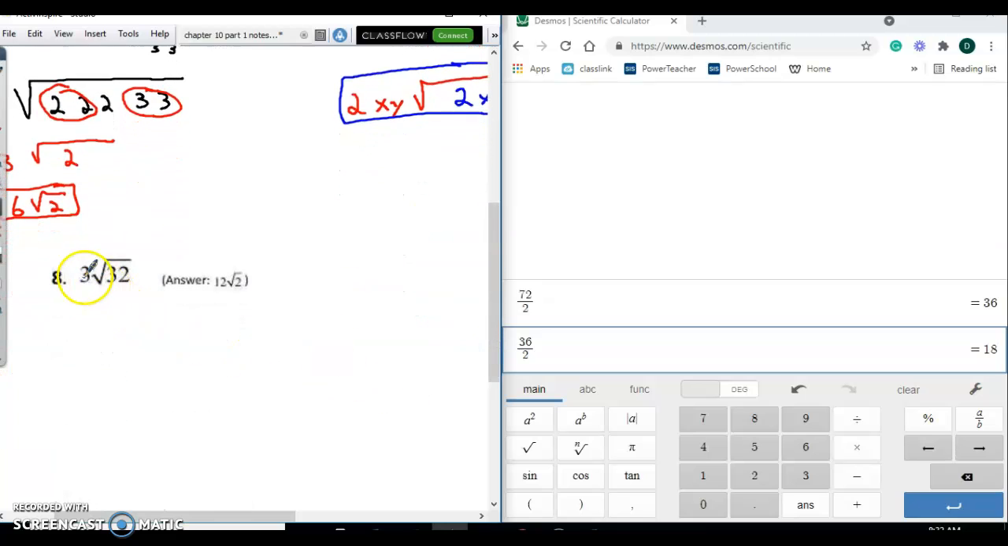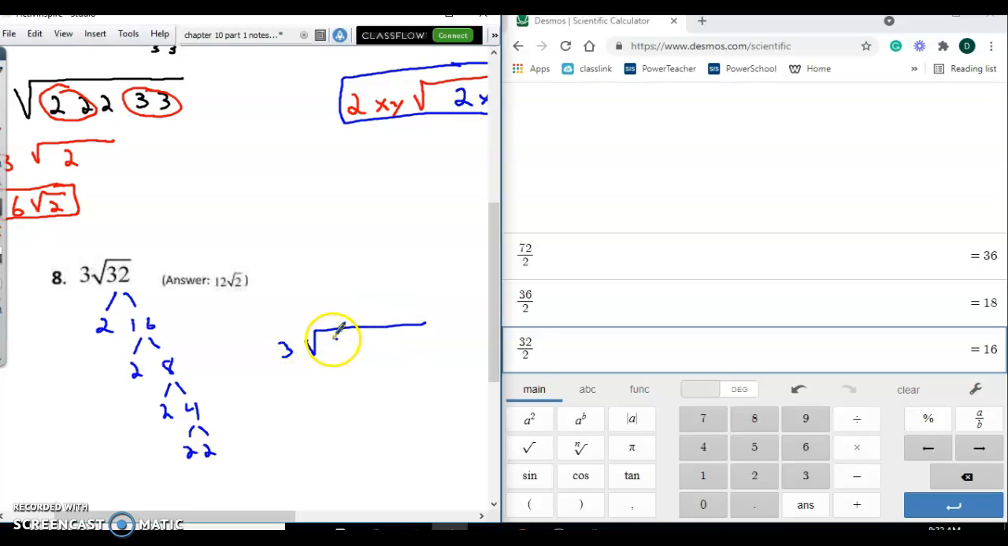All right, now we have a number on the outside. It's just going to remain on the outside, but we're going to break down 32. 32 is an even number, so we can do 32 divided by 2, gives us 16. 2 and 8, 2 and 4, 2 and 2. So 1, 2, 3, 4, 5 2's. So we have a 3 on the outside and 5 2's.